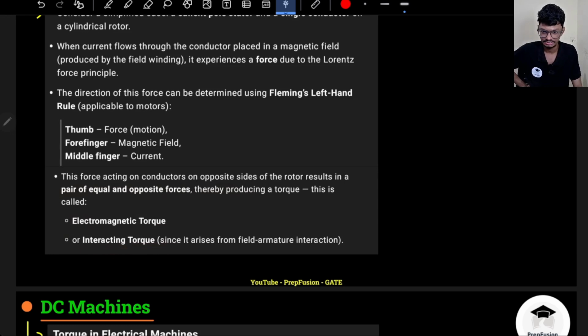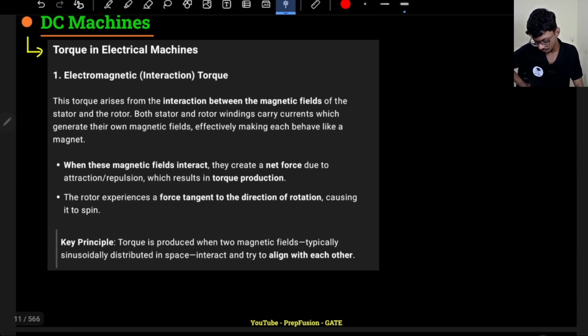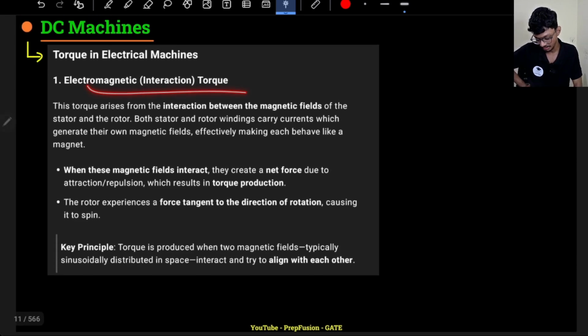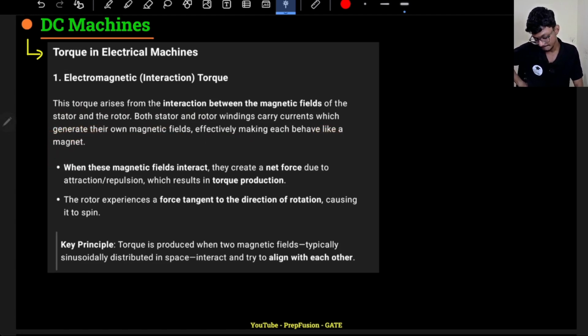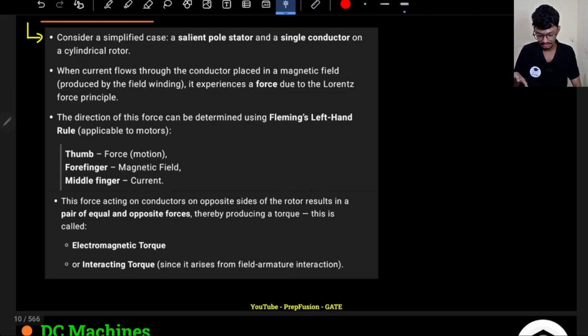Okay, very basic things, this you already know. Now, what is magnetic torque? This torque arises from interaction between the magnetic fields of the stator and the rotor. Both stator and rotor winding should carry current. If one of them does not carry current, then there will not be any torque, there will not be any force. They generate their own magnetic fields, effectively making each behave like a magnet. So each of them effectively is behaving like a magnet.